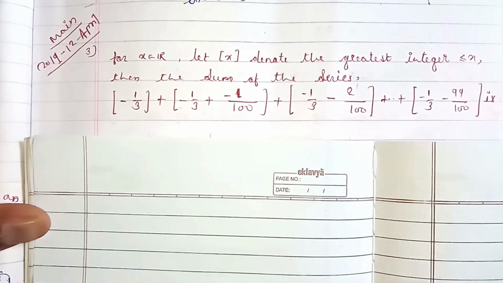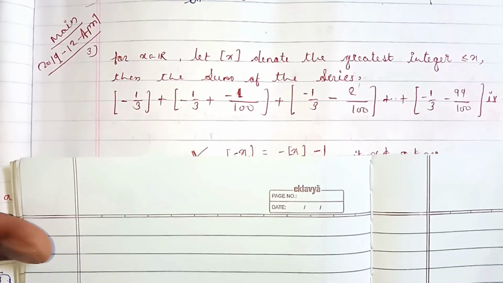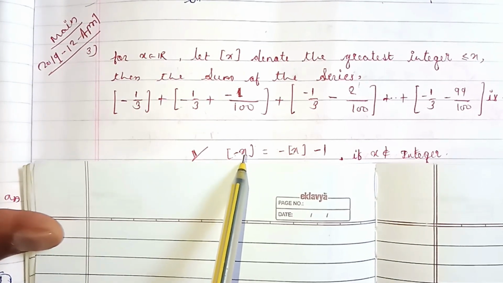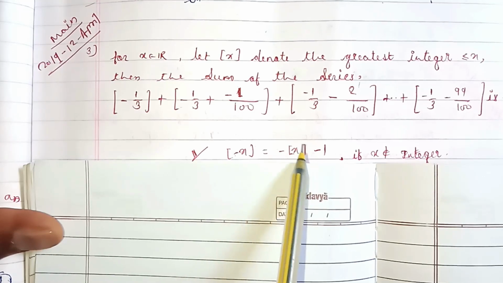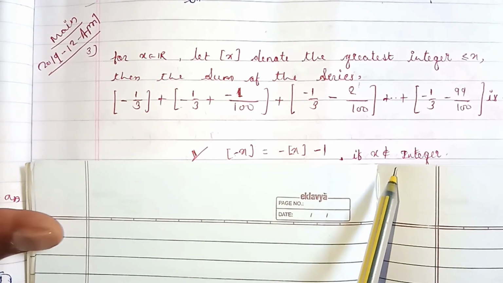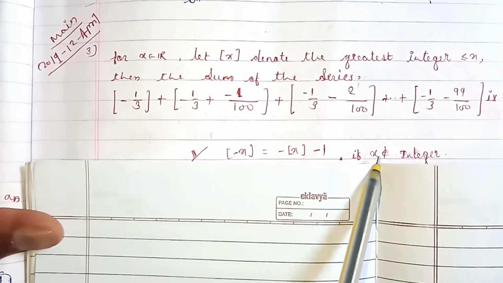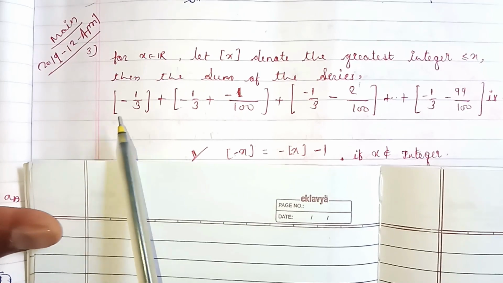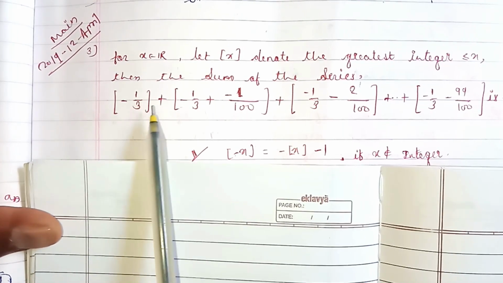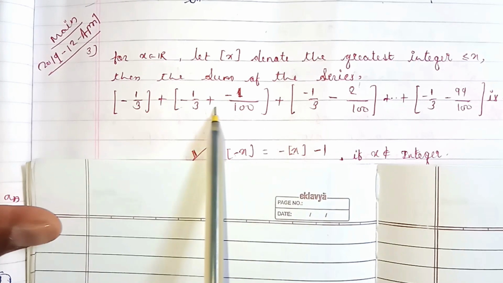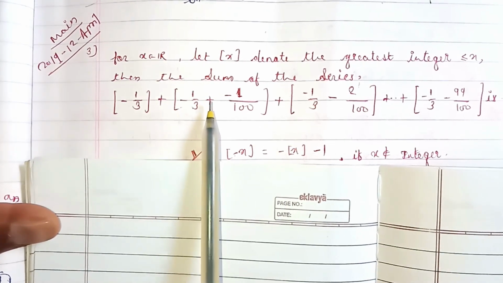For finding the sum of this series, we need to remember two results. The first one is the greatest integer function of negative x, which we write as negative of the greatest integer function of x, minus 1, if x does not belong to the integers. This applies because x here, like 1 by 3, negative 1 by 3 plus 1 by 100, negative 1 by 3 plus 2 by 100, are not integers.